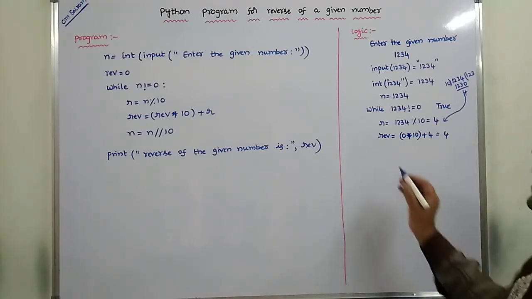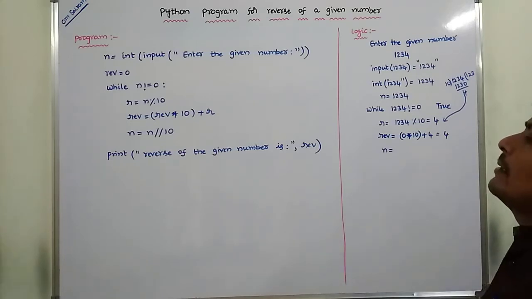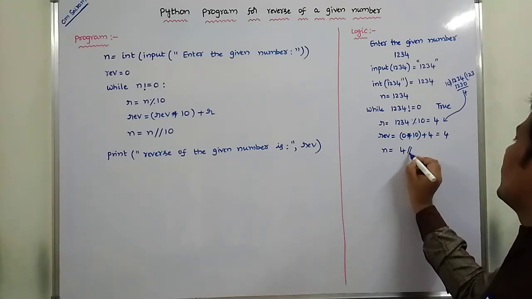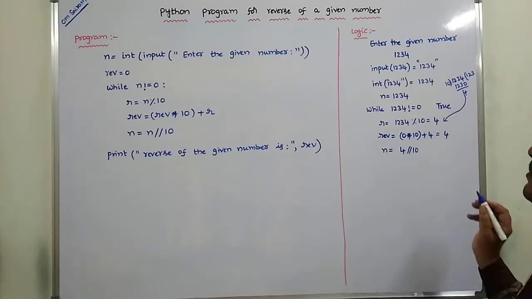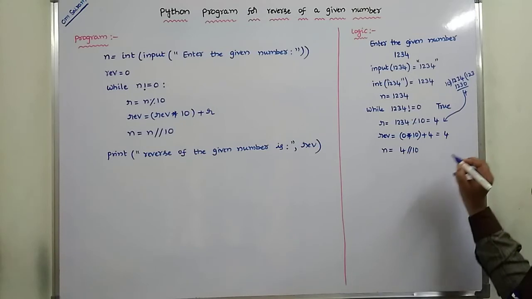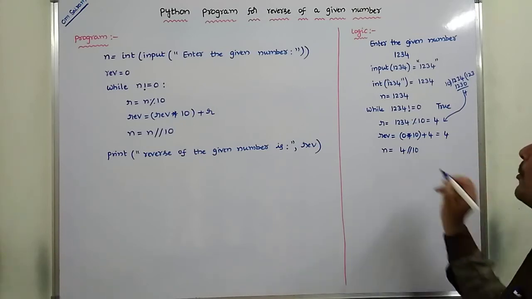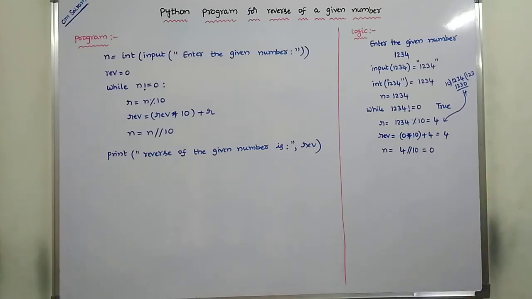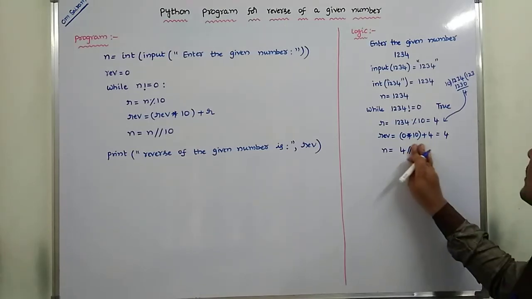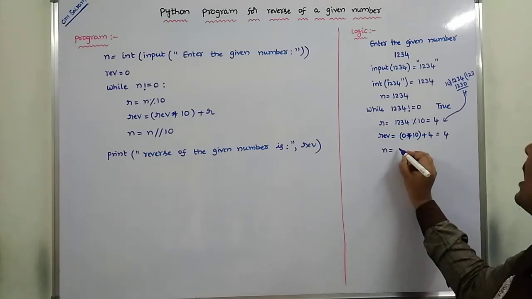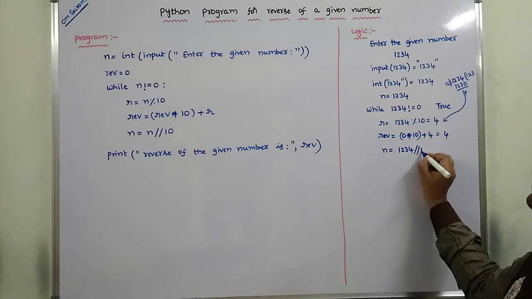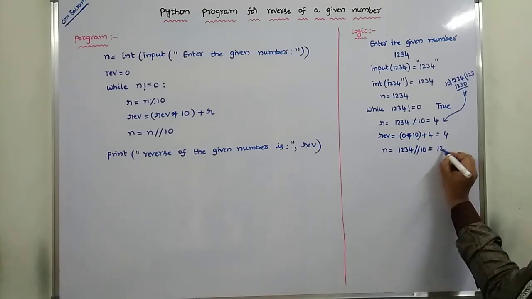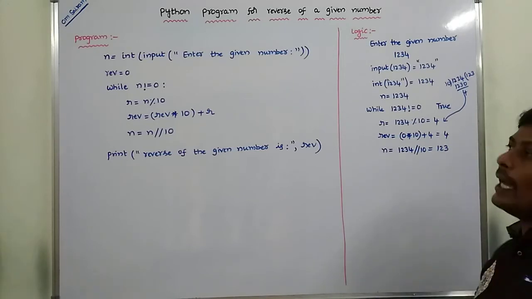Okay. Next is n is equal to n by 10. n by 10 means 1, 2, 3, 4 divided by 10. So what is the value we are getting? That is 123 we are getting.